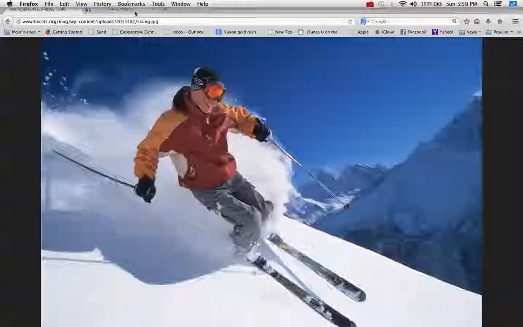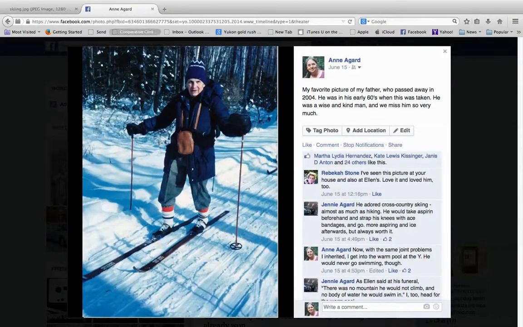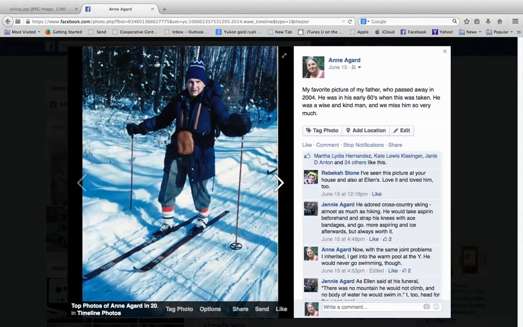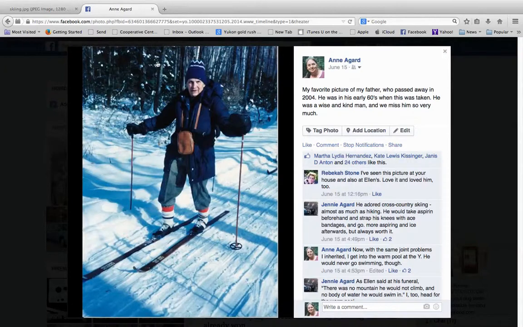There's also cross-country skiing, which is basically just hiking on skis. This is a picture of my father when he was in his 60s, and he loved cross-country skiing. And this is my favorite picture of him, actually.